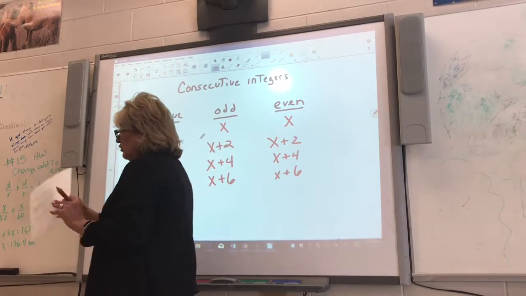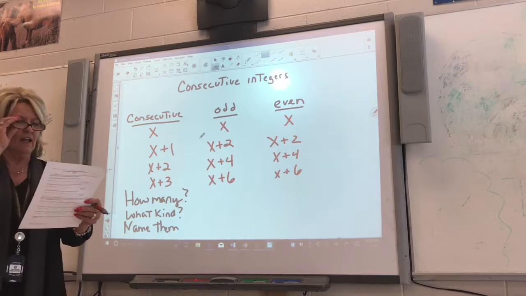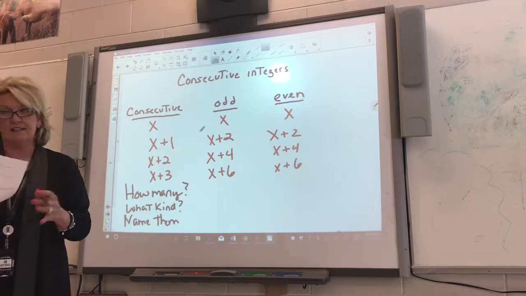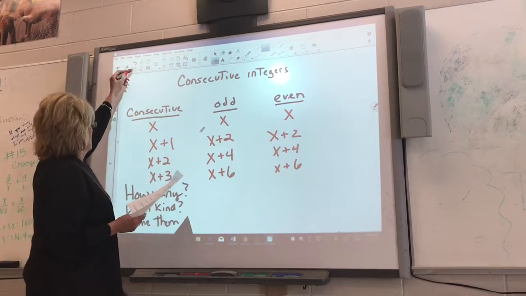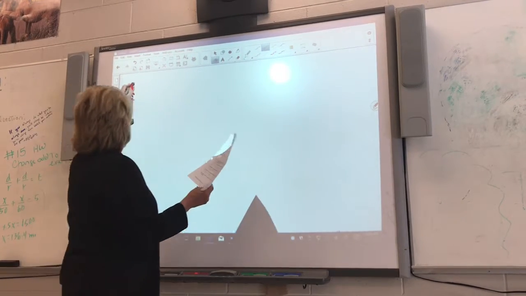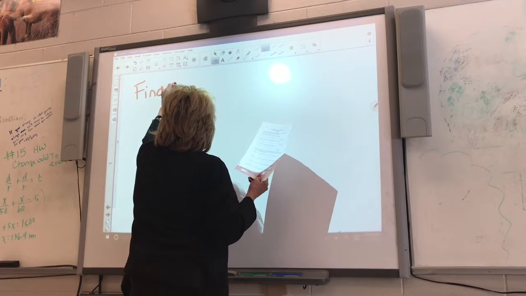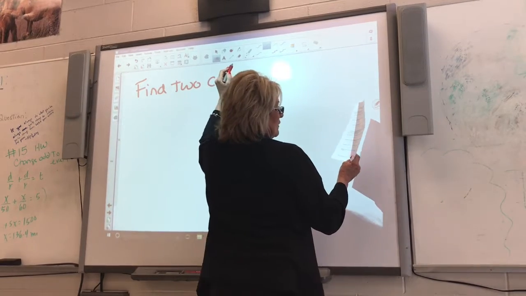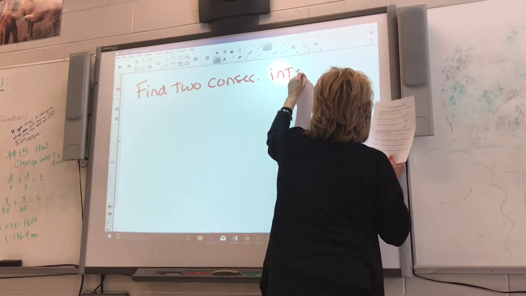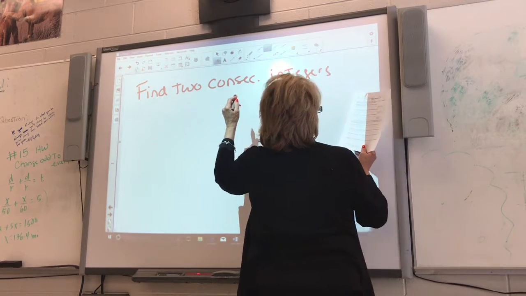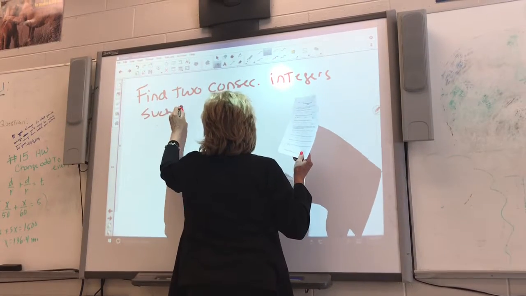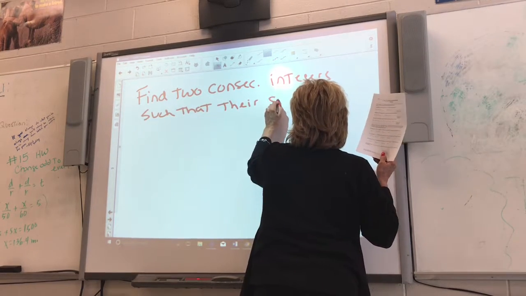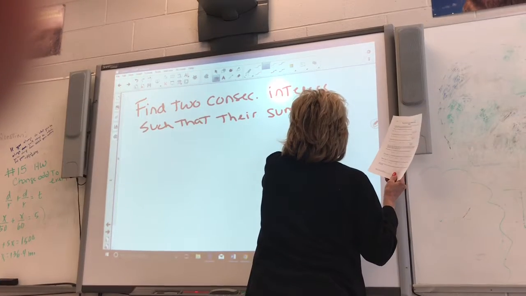So in looking at the worksheet you guys picked up after you took your test, I am going to do this exercise 7, because that's the easiest, and we need to start with the easiest. So exercise 7 says find 2 consecutive integers such that their sum, what does sum mean? Add. Their sum is 89.